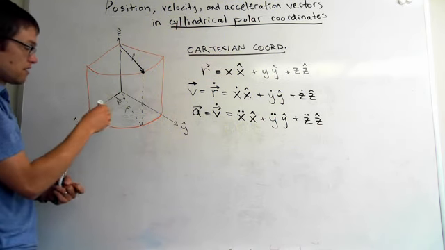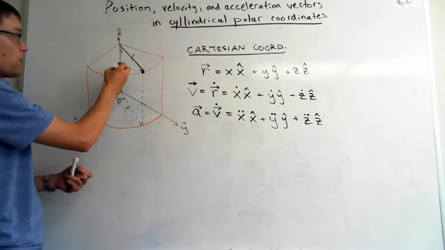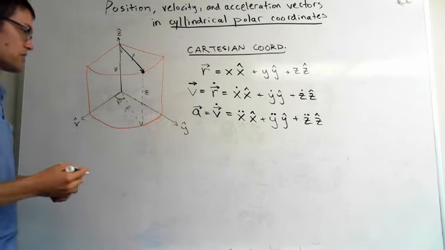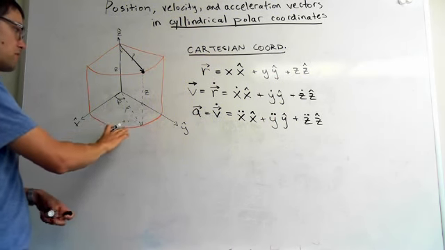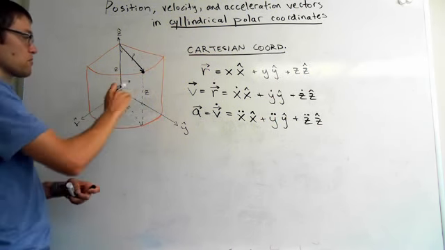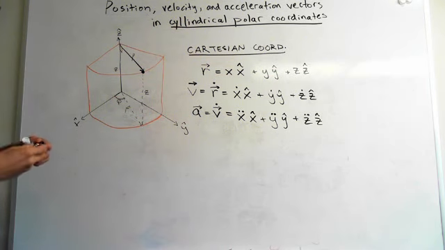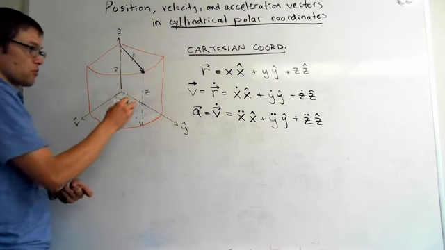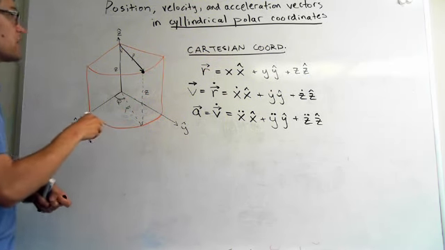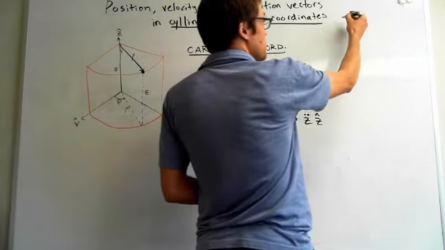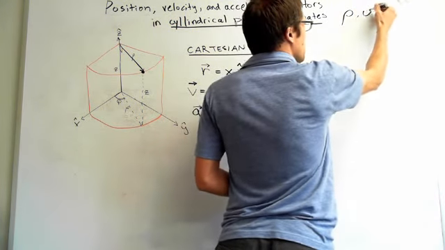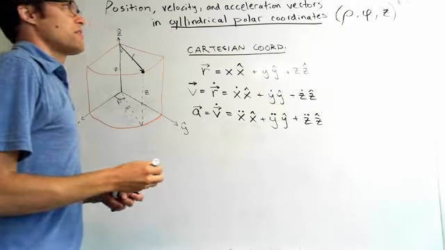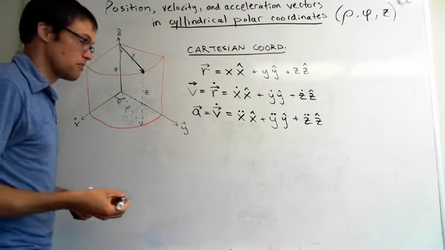Okay, now the final coordinate in cylindrical polar coordinates is z, and z is just the same as it is in Cartesian coordinates. It's just the distance from this xy plane up to where the point is located. Okay, so now, what are the directions of the unit vectors? There's one unit vector for each of these 3 coordinates. The 3 cylindrical polar coordinates are rho, phi, and z. If you specify rho, phi, and z, then you have the position of the particle.